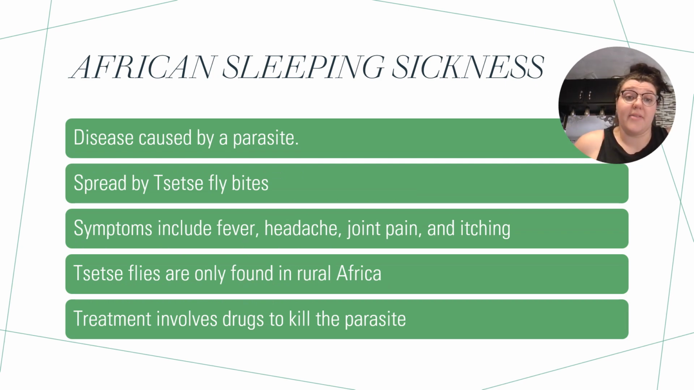And here we have the African sleeping sickness. So this disease is actually caused by a parasite, and it is spread by tsetse fly bites. Symptoms include fever, headache, joint pain, and itching. The tsetse flies are only found in rural Africa, hence the name, and treatment involves drugs used to kill the parasite.